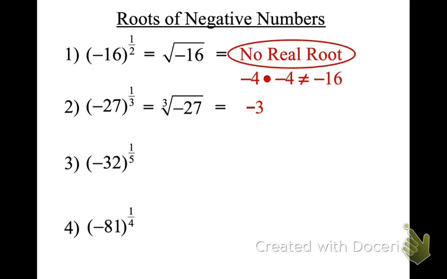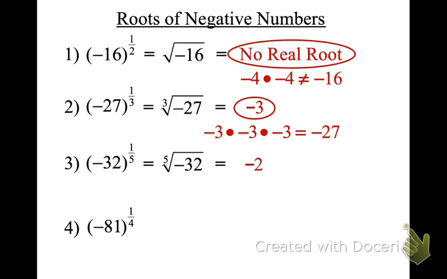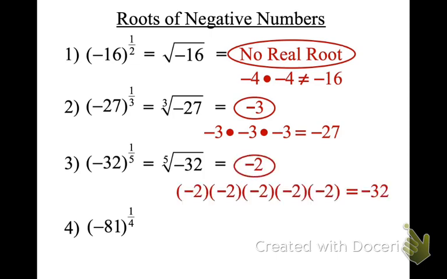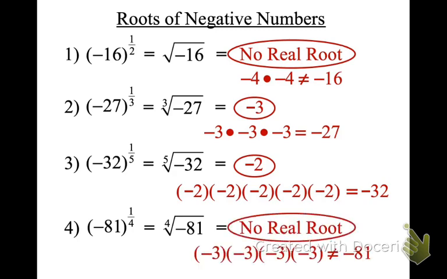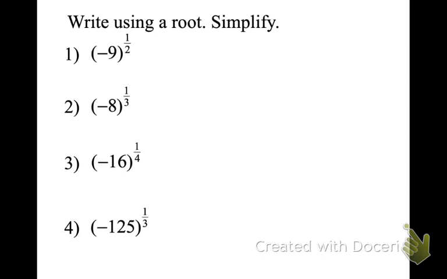So number 3, the fifth root of negative 32 would be negative 2. The fourth root of negative 81, what times itself 4 times will give you a negative? Nothing. So we would say no real root, because you can't take an even root of a negative number. You can take a cube root, but not a square or an even root like a fourth root. All right, let's try some more.